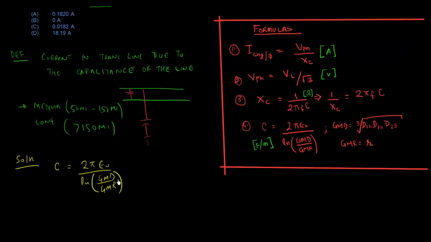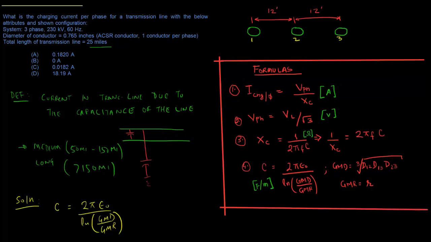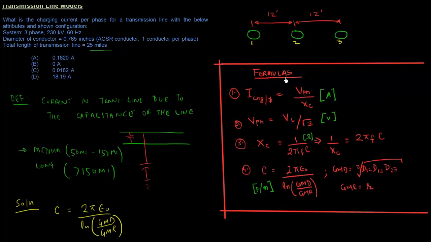GMD is the geometric mean distance and GMR is geometric mean radius for a transmission line. If you're not familiar with these concepts, I'll encourage you to review your notes on transmission line models. I've done some videos on these before when I've discussed inductance. GMD basically for an n conductor system is the distance between each of those conductors.